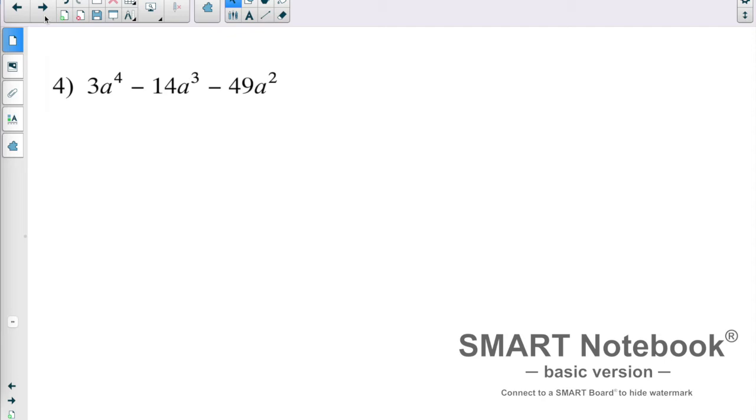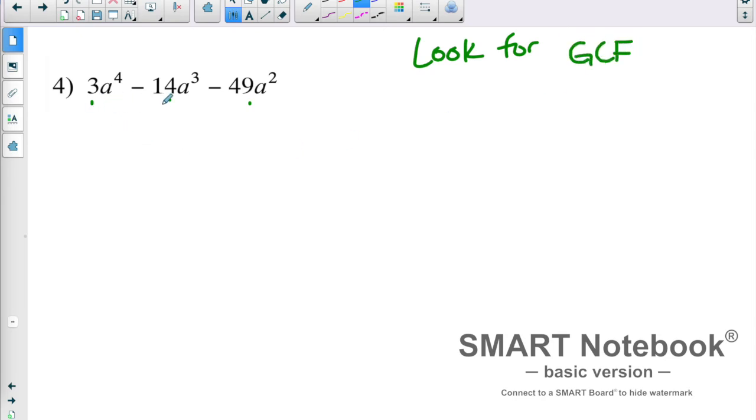Alright, and so here in number 4, I've given one that looks a lot bigger because it has an a to the 4th power, but it's still a trinomial. Remember, trinomial means that there are 3 terms, and we have 3 terms here separated out with the subtraction signs. Alright, if I look for a GCF, 3 cannot go into everything, but they do all have an a in common. And we want the greatest common factor, so the biggest or the most amount of a's that we could take out of each term is an a squared.